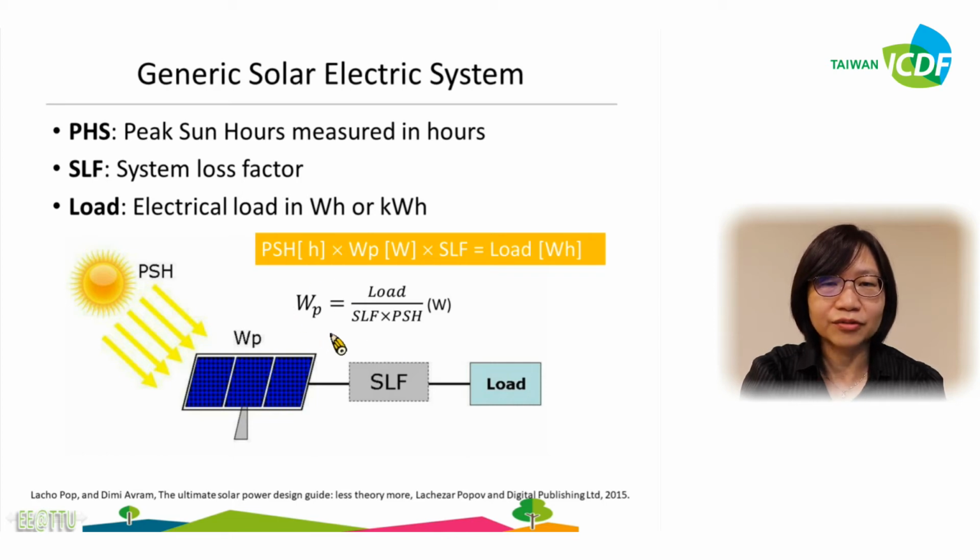And after we come out with the maximum output power, then we need to determine what kind of solar panel we are going to purchase. And if you have the maximum output power for those panels, then if you divide the overall power by the output power for each panel, then you can come up with the number. Of course, the number has to be an integer.